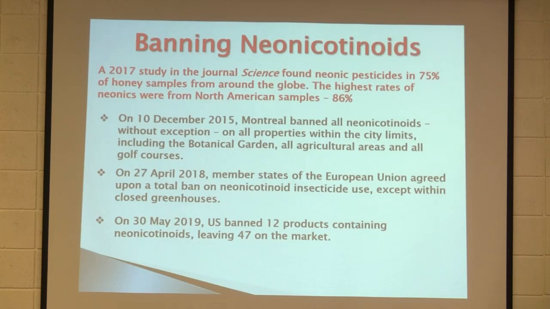In banning neonics, in 2017, they actually did a study with honey samples around the globe, and 75% of the honey samples had neonics present. The highest rate was in North America with 86%. In 2015, Montreal banned all neonics without exceptions on all properties within city limits, including the botanical garden and all agriculture areas and all golf courses. In 2018, states of the European Union put a total ban on neonics, except within enclosed greenhouses. In 2019, the United States finally banned 12 products with neonic, but leaving 47 on the market. We have yet to ban those 47 products.